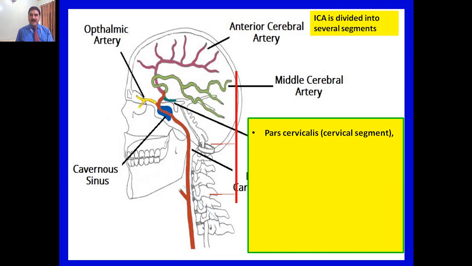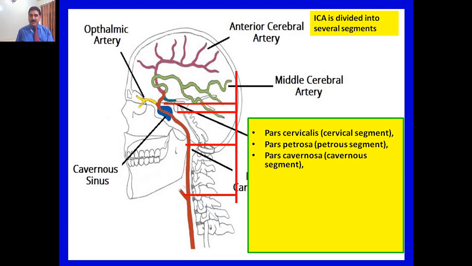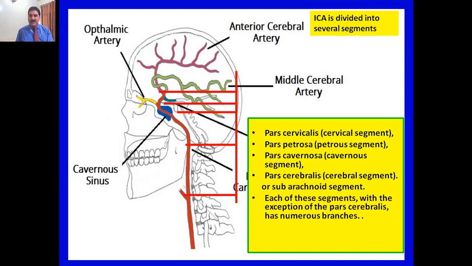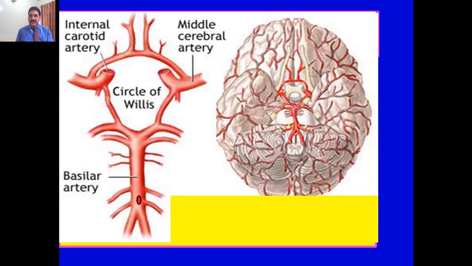Internal carotid artery is divided into several segments. As shown in this diagram, pars cervicalis or cervical segment is the cervical part of internal carotid artery. Pars petrosa is the part of internal carotid artery which lies in the petrous part of the temporal bone. Pars cavernosa is also called the cavernous part of internal carotid artery, and pars cerebralis is the cerebral or subarachnoid part of the internal carotid artery. Each of these segments, with the exception of pars cervicalis, has numerous branches.